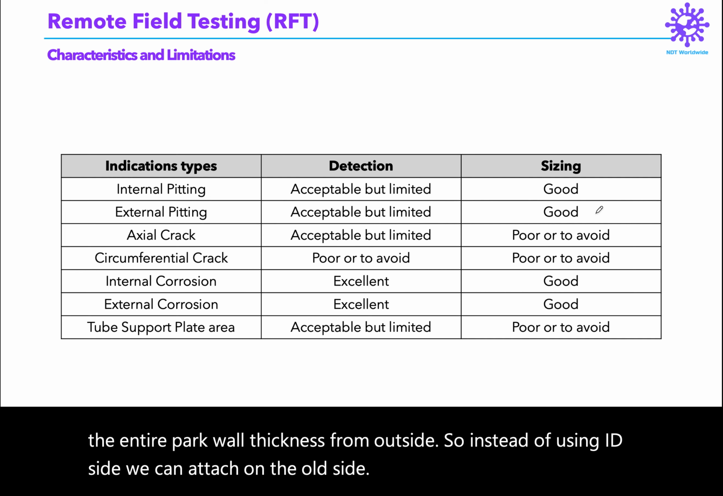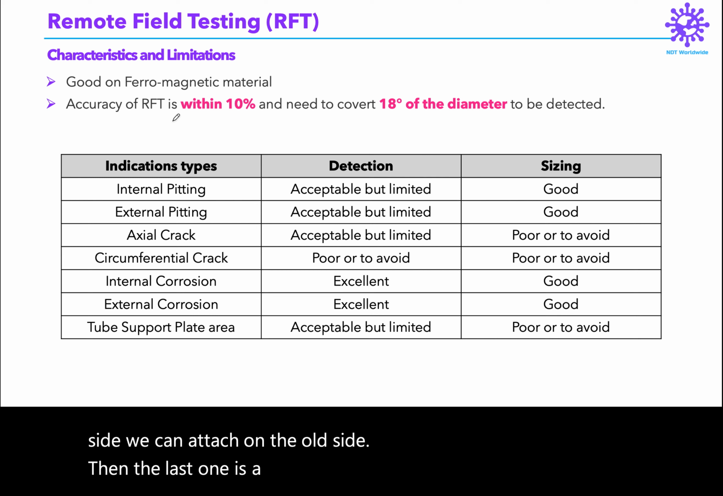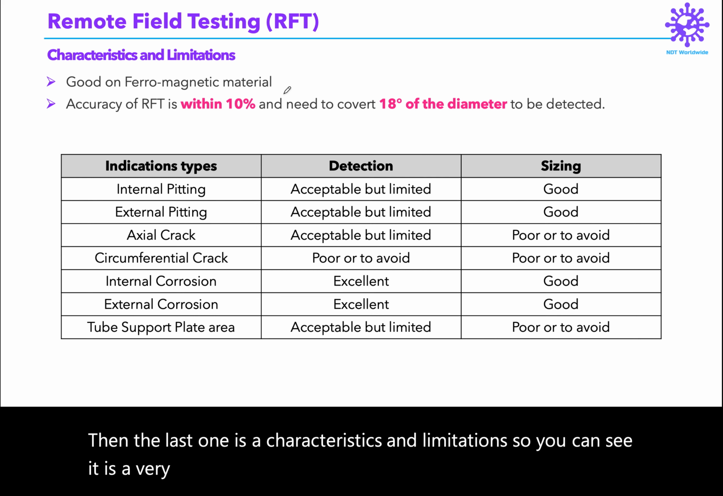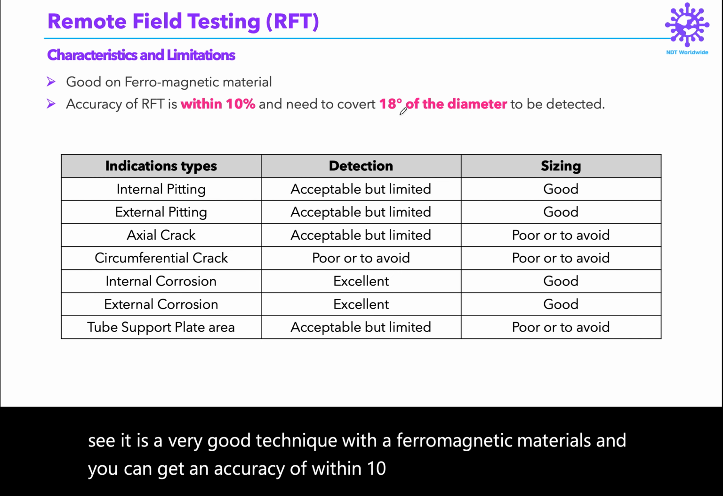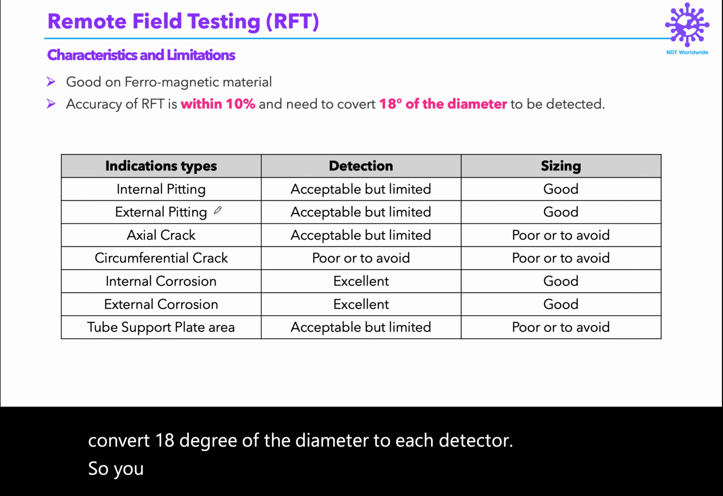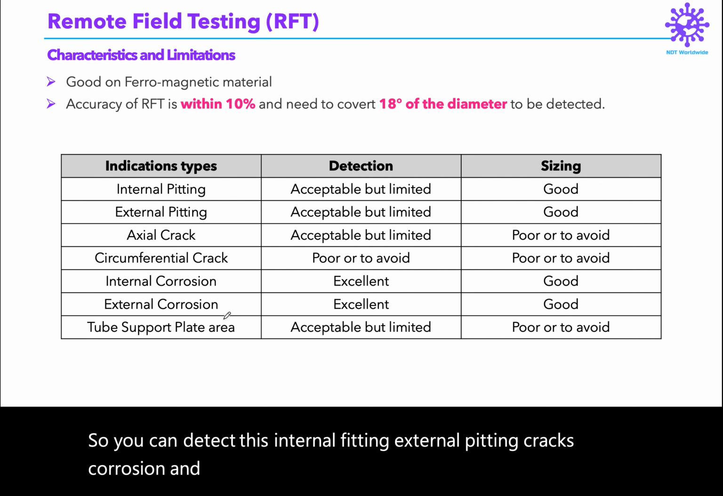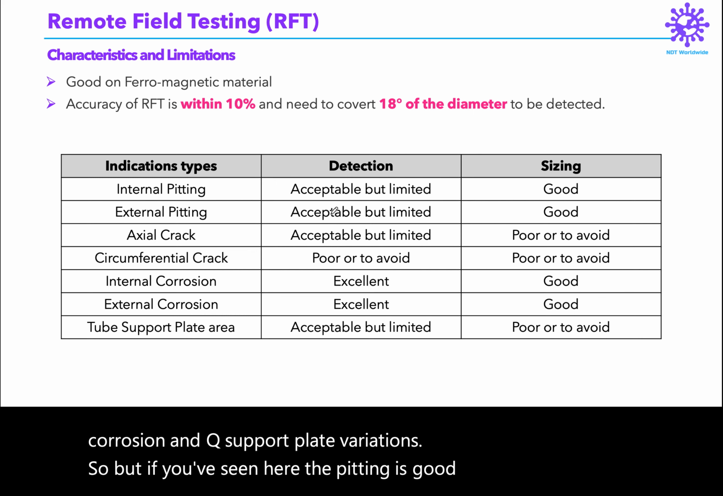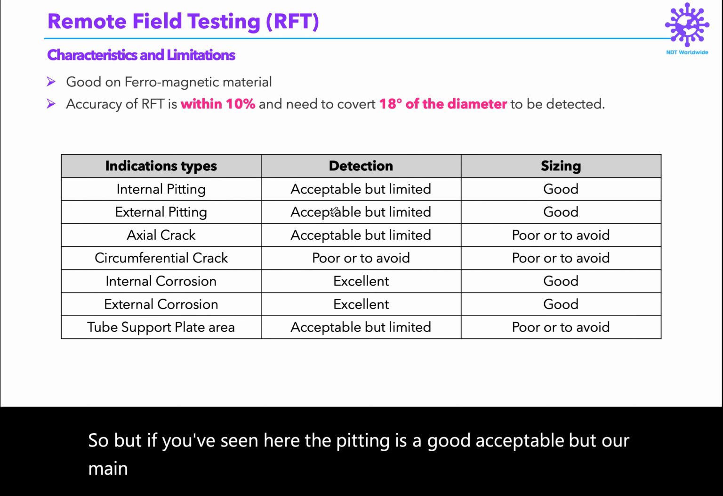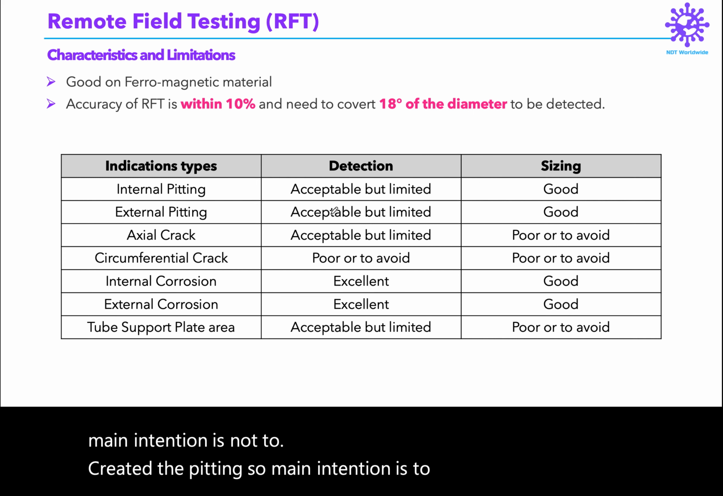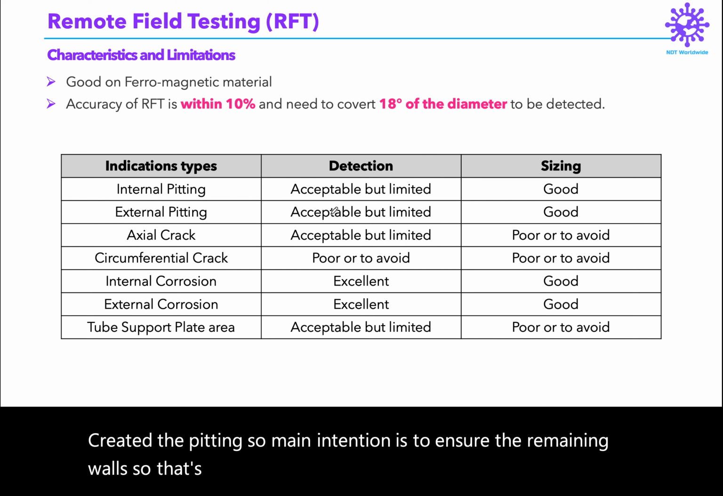Then the last one is characteristics and limitations. It is a very good technique with ferromagnetic materials, and you can get an accuracy within 10% of the diameter to be detected. You can detect internal pitting, external pitting, cracks, corrosion, and tube support plate variations. But the pitting detection is acceptable, our main intention is not to detect the pitting. The main intention is to ensure the remaining wall, so that is why RFT is limited there.